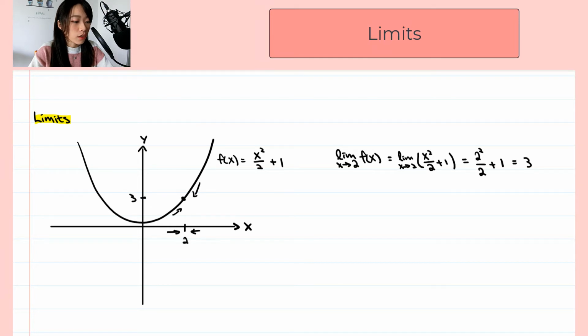So in general, the notation is the limit of f of x as x approaches a. And to find this limit, we use the cheating rule. So we substitute the x by a. So this limit equals f of a.